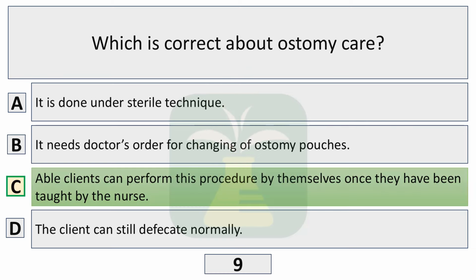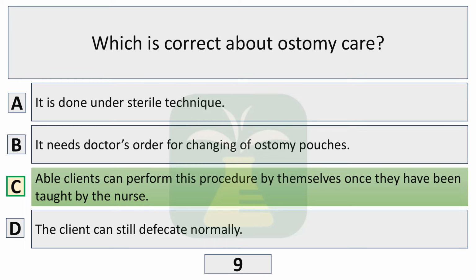Correct answer, C. Able clients can perform this procedure by themselves once they have been taught by the nurse. Ostomy care is done aseptically. Rules of cleanliness. It does not require a doctor's order for changing the ostomy pouch. The collection bag must be changed when it is full or when the adhering seal is broken. A client with ostomy will have a change in the normal bowel movement. The fecal matter will be collected through an appliance that is held over the stoma by a special adhesive or paste.